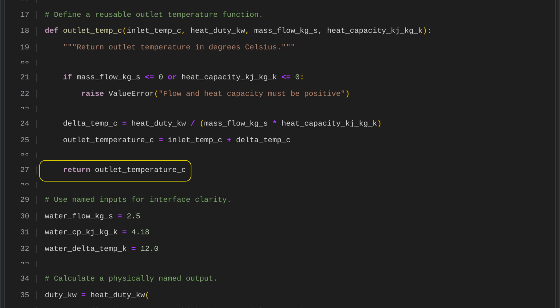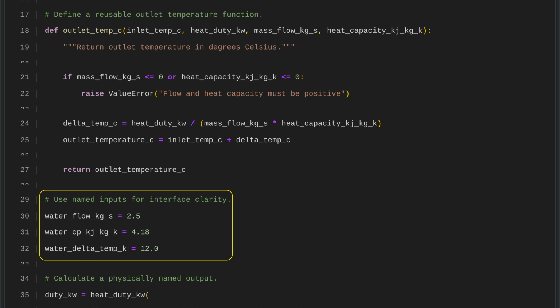The heat duty kilowatts function calculates sensible heat duty from mass flow, heat capacity, and temperature change. It first checks that mass flow and heat capacity are not negative, since negative values would be physically invalid. It then multiplies the three inputs and returns the heat duty in kilowatts.